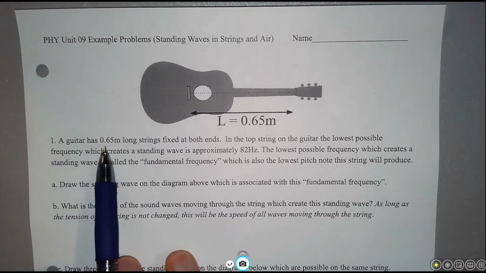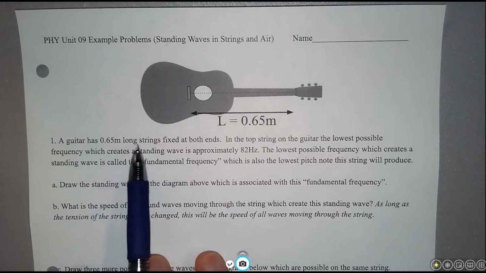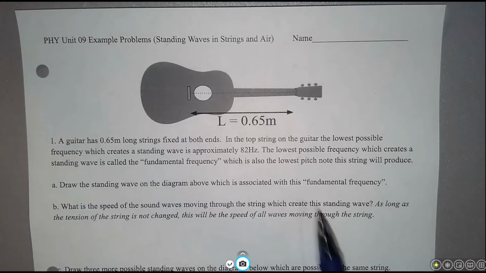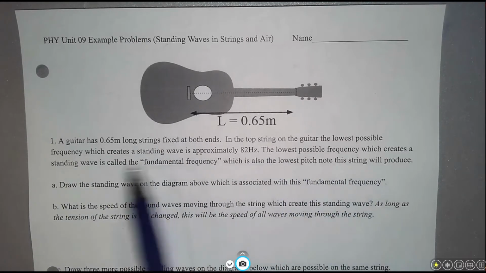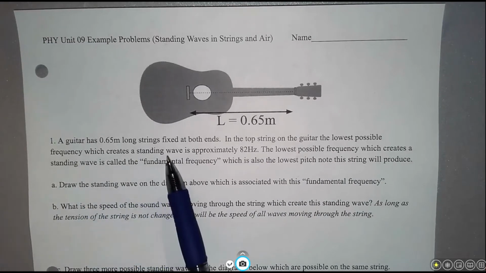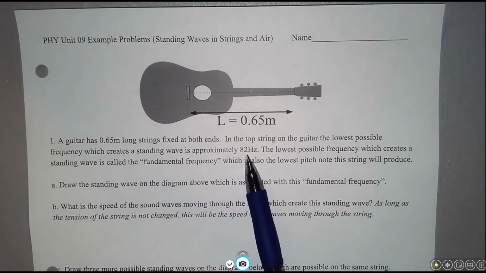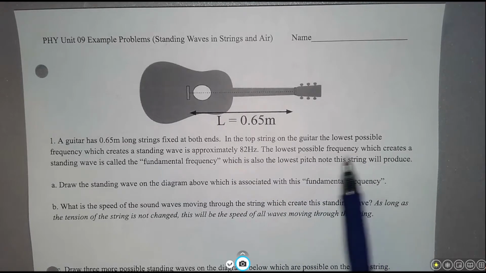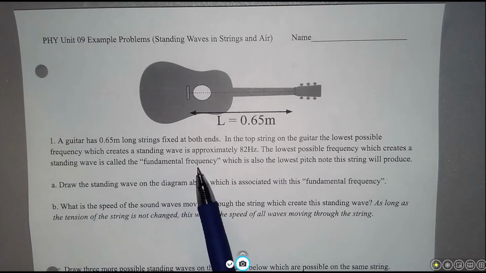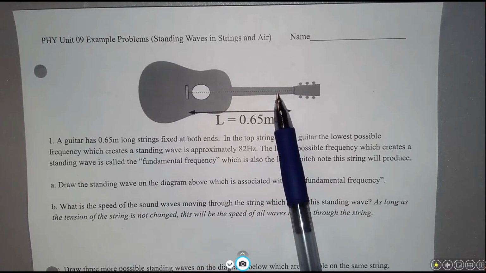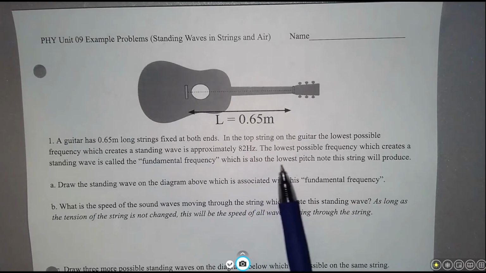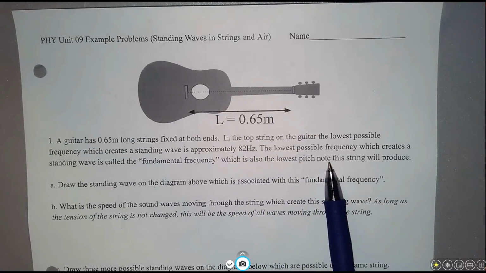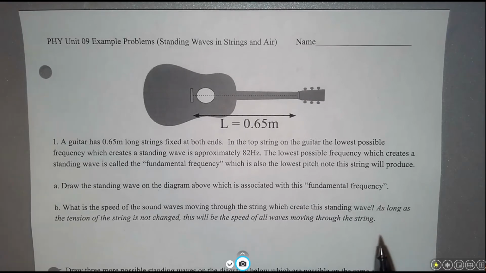Number one says a guitar has 0.065 meter long strings fixed at both ends. In the top string on the guitar, the lowest possible frequency which creates a standing wave is approximately 82 Hz. The lowest possible frequency which creates a standing wave is called the fundamental frequency. So the fundamental frequency of the string that we're talking about is 82 Hz. This is the lowest pitch note this string will produce. So the lowest frequency standing wave that creates a note on a string is called the fundamental frequency.